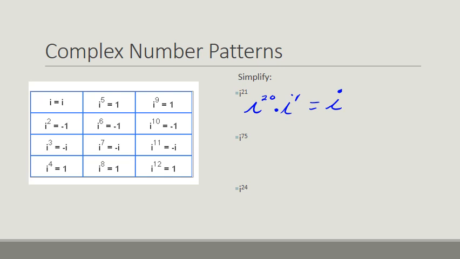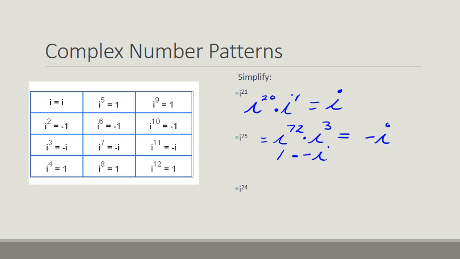Okay, i to the 75th is the same as i to the 72nd times something. If I divide 75 by 4, it has a remainder of 3. So times i cubed. Okay, i to the 72nd is 1. i cubed is -i. So i to the 75th simplifies to -i.